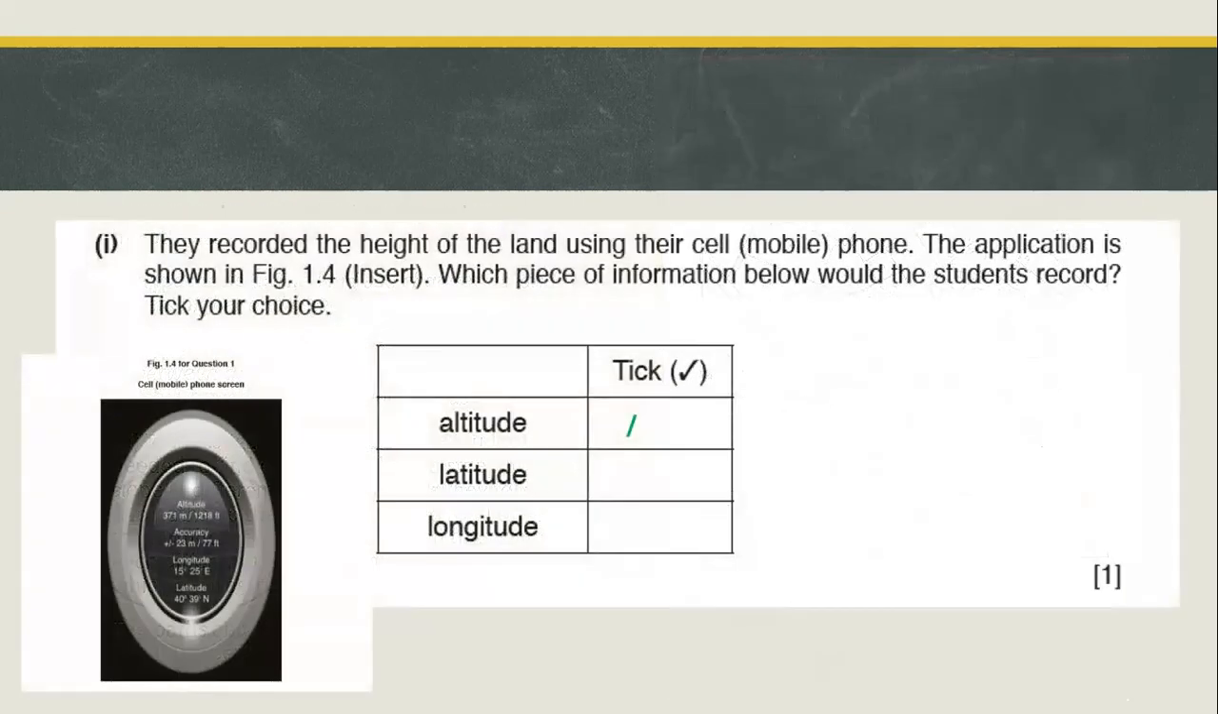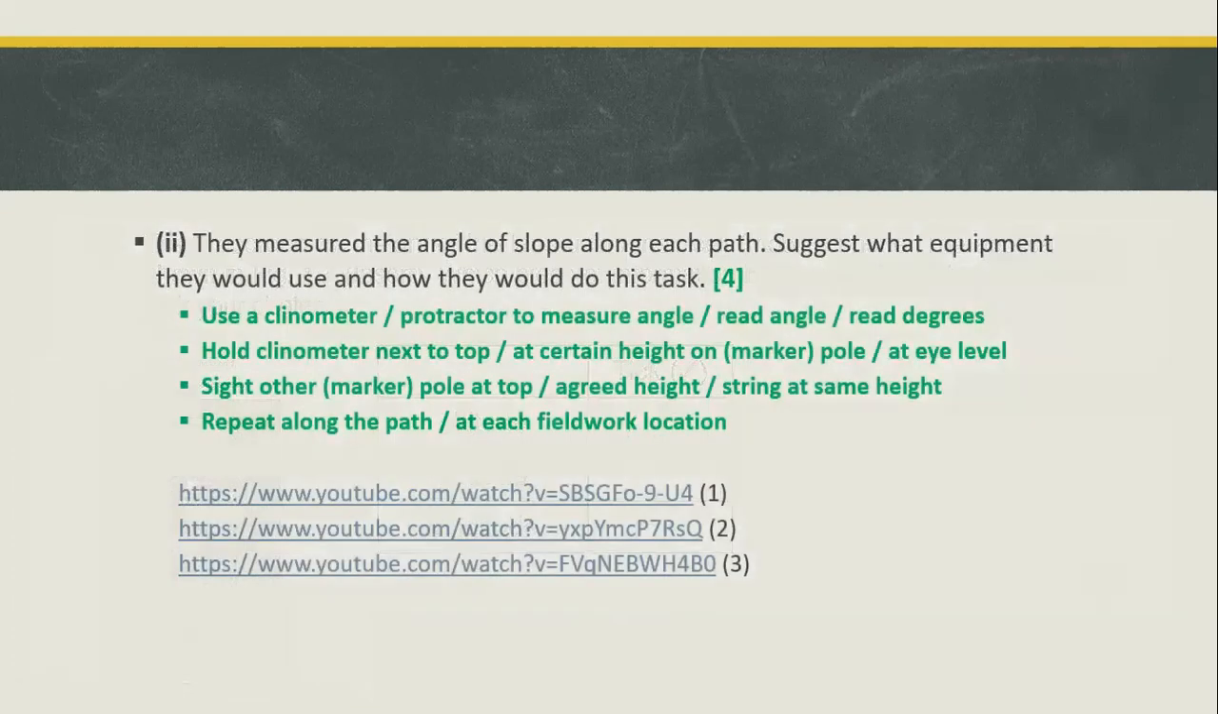They recorded the height of the land using their cell or mobile phone. The application shown in figure 1.4, which piece of information below would the student record? Tick your choice. The answer would be altitude. Now we move to the next question.